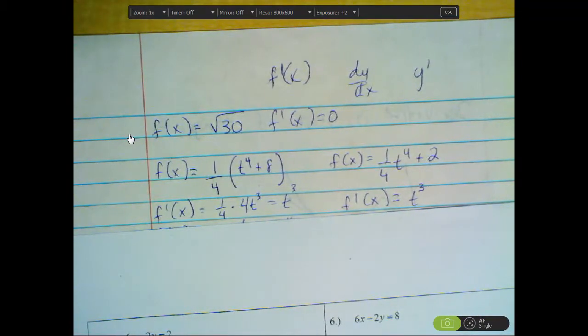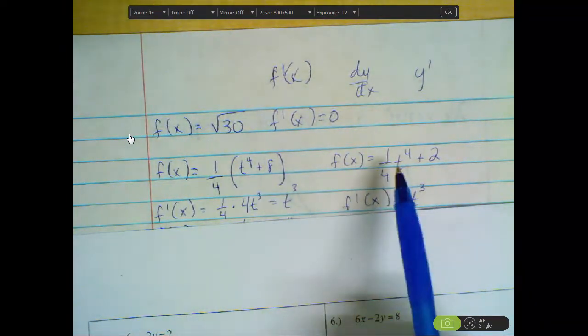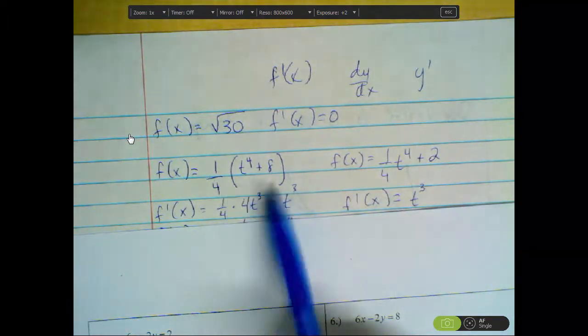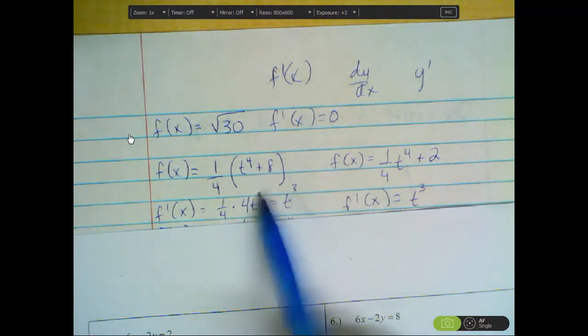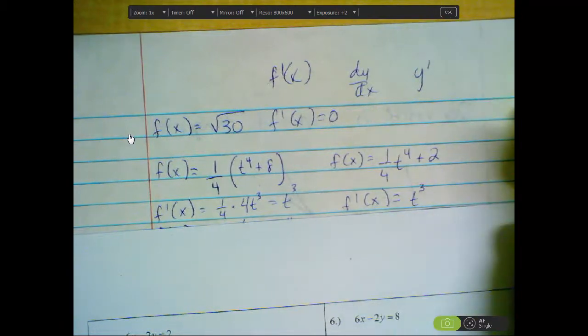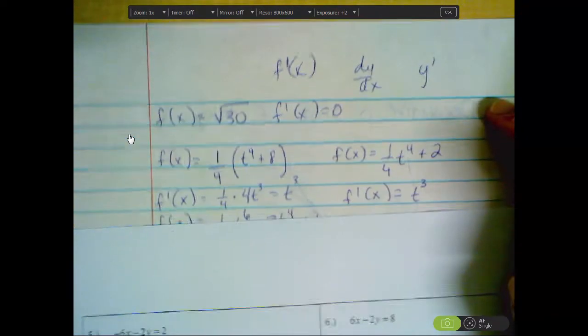So there's going to be a lot of times when you want to distribute because it'll be easier, and then there's going to be times where you're going to want to use the product rule because it'll be easier. In this case, I think they're both about equally as easy. I tend to go towards the product rule though.